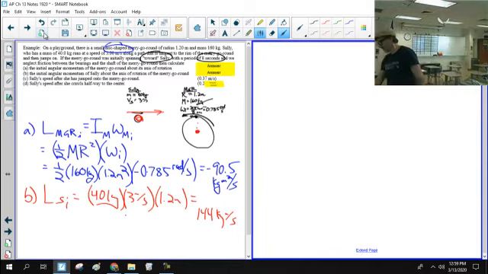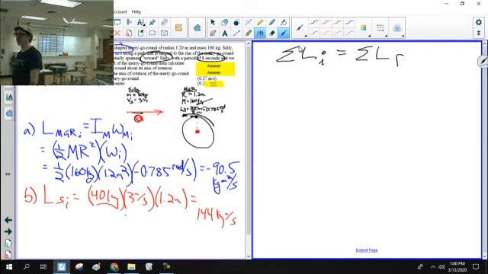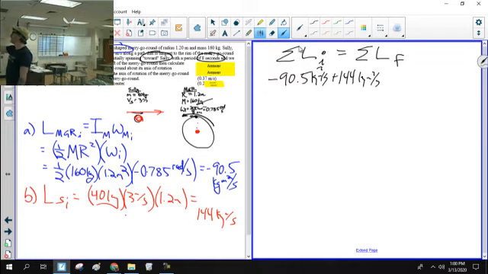All right, so our total angular momentum before she hits the merry-go-round is equal to the total angular momentum after she hits the merry-go-round. So total angular momentum before she hits the merry-go-round is the negative 90.5 from the merry-go-round, kilogram meters squared per second, plus 144 kilogram meters squared per second. That's got to equal the angular momentum of the merry-go-round after plus the angular momentum of Sally after, right?